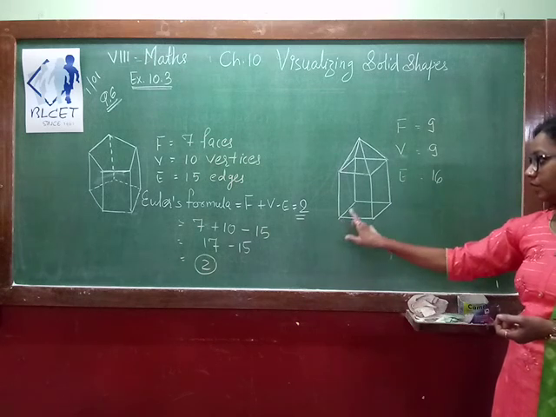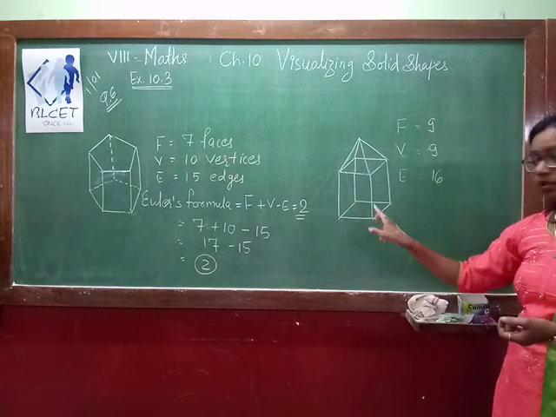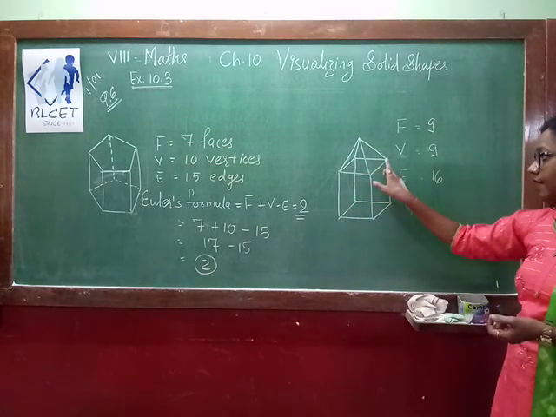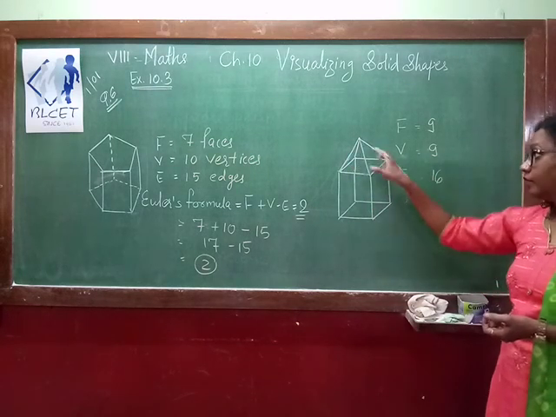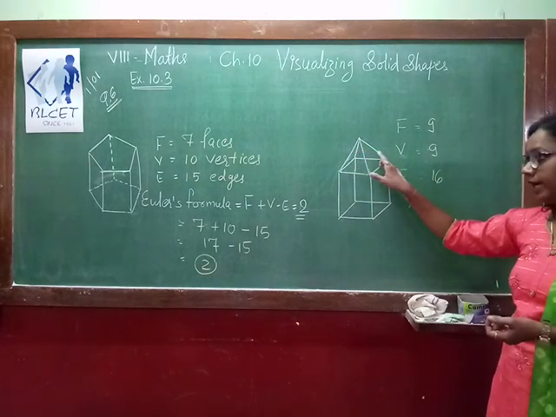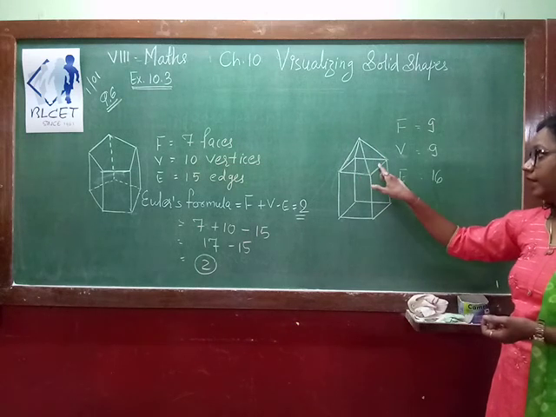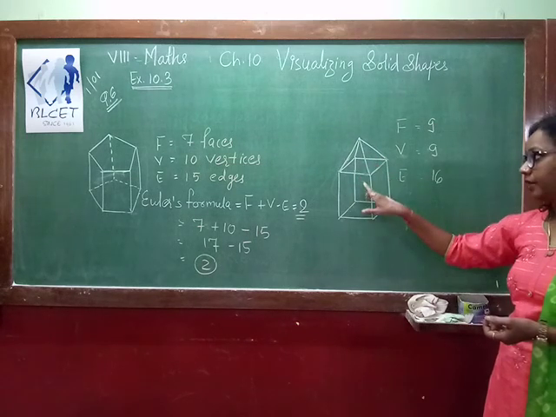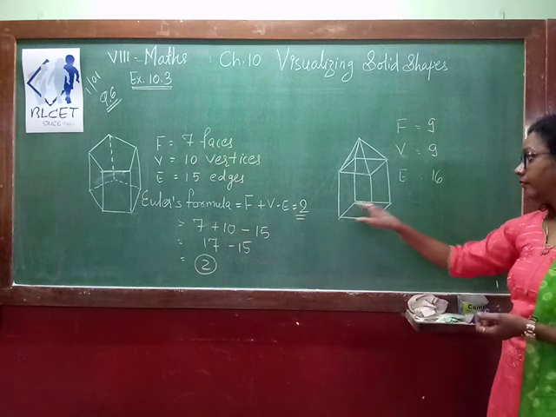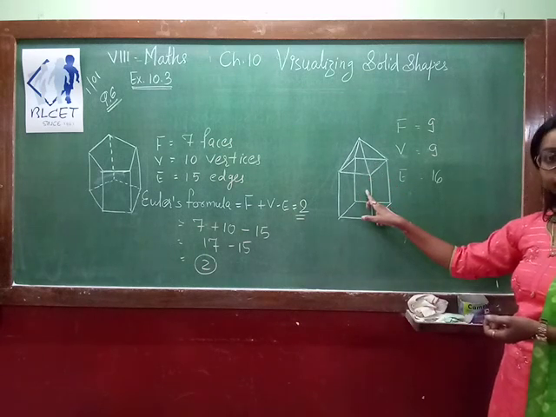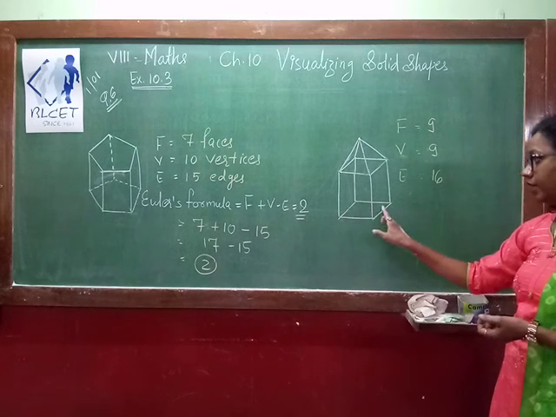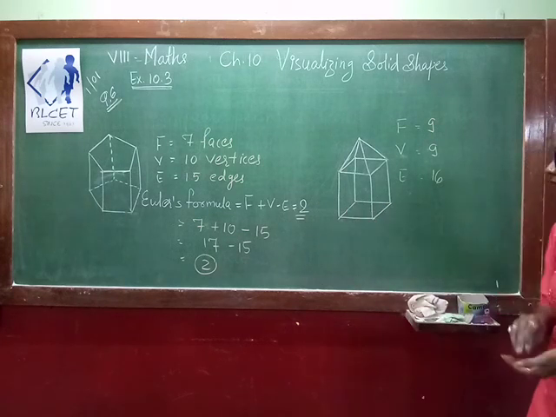Vertices: 1, 2, 3, 4, 5, 6, 7, 8 and 9 vertices. And edges: 4 on top, then 5, 6, 7, 8 which join this pyramid with this cuboid. 4 on this one. So 4 plus 4, 8, 8 plus 4, 12 and 13, 14, 15, 16. So total edges is 16.